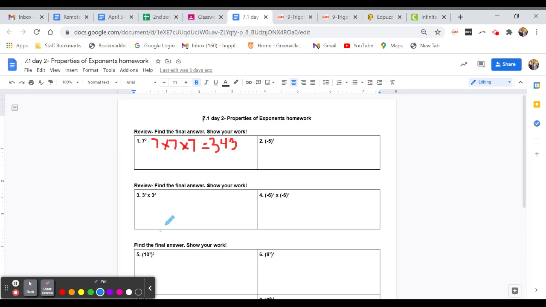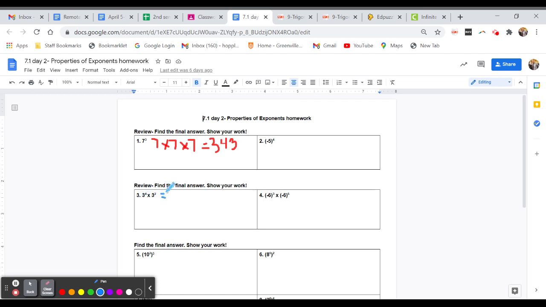And then for questions 3 and 4, again, some review of what we learned on Monday. So you're going to find the final answer and make sure you show your work. So remember, when we multiply powers that have the same base, remember the larger number with the power is the base, and then the smaller number is called the exponent. When we are multiplying the same bases together, we add our exponents.